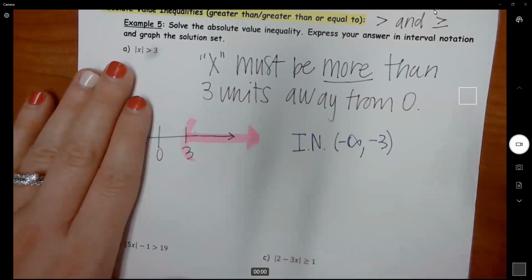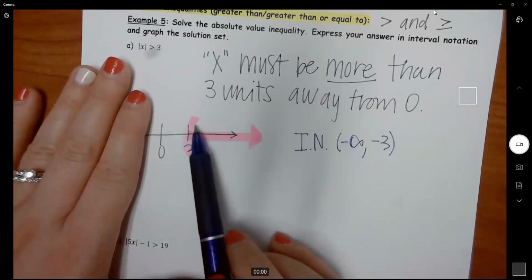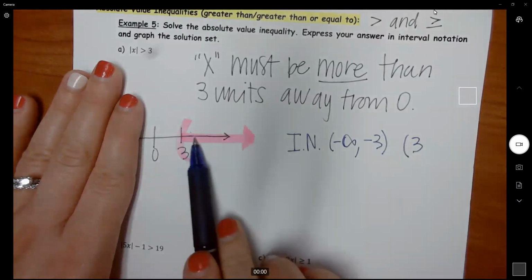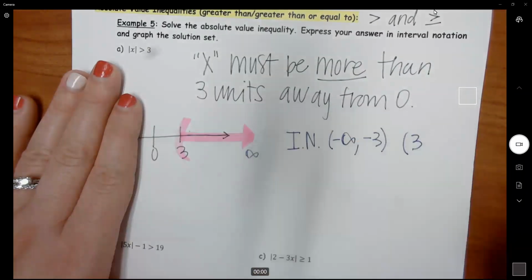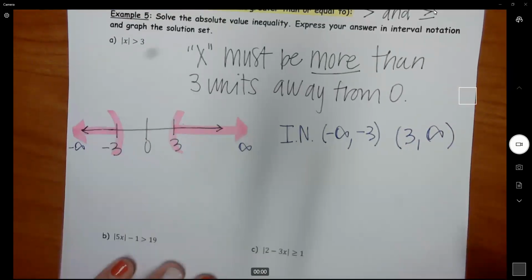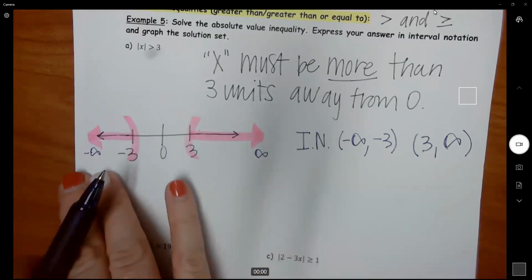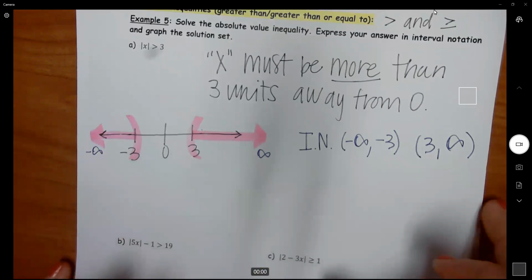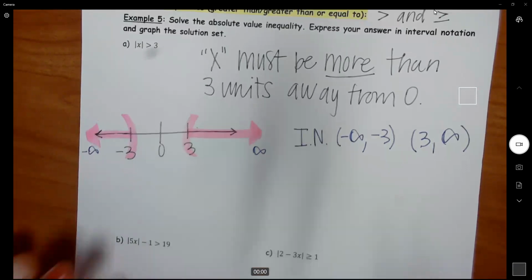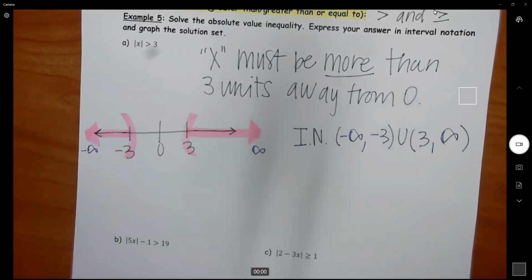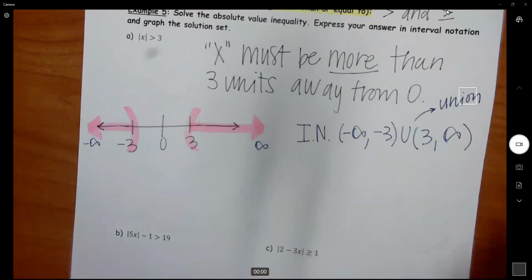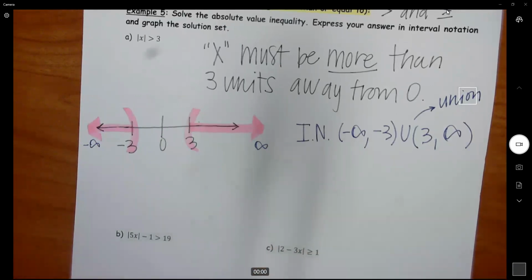So now I need to talk about this portion over here. This one starts with a parenthesis at 3, and it is forever going to the right, which is positive infinity. Now, when you have two separate sections that are highlighted, when there is a break in between your solution set, you're going to put a U in the middle, and this stands for union. So it's both of these portions here together.